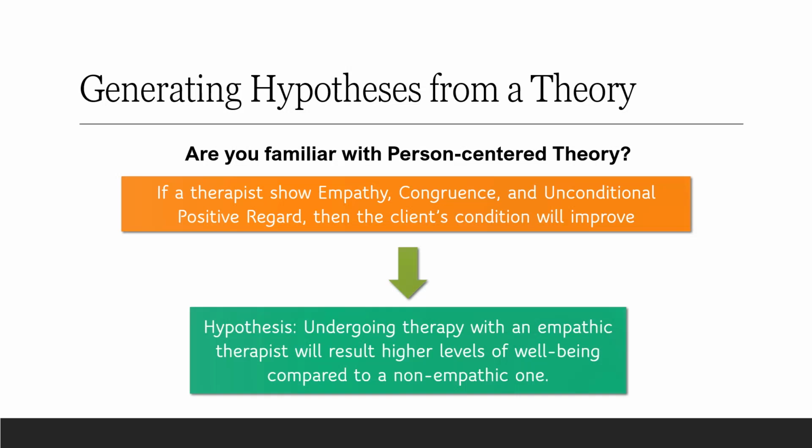Now, following the scientific method, we can create a hypothesis. We can state in our research paper that undergoing therapy with an empathic therapist will result in higher levels of well-being compared to a non-empathic one. We can compare two groups. We can make one group undergo therapy under a therapist who is empathic, and we can have one group undergo therapy with a distant, directive, non-empathic therapist.